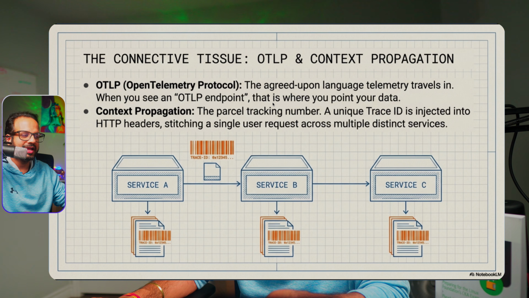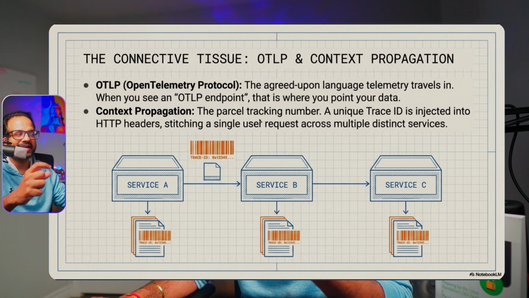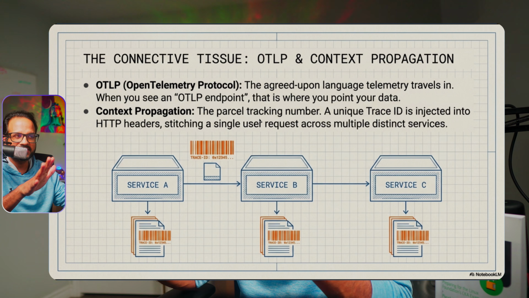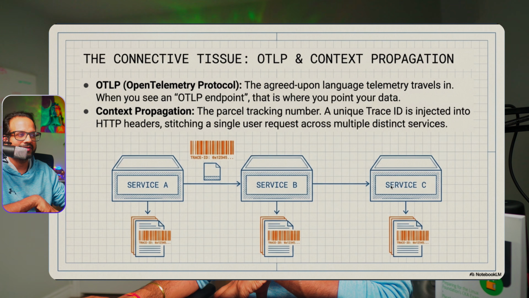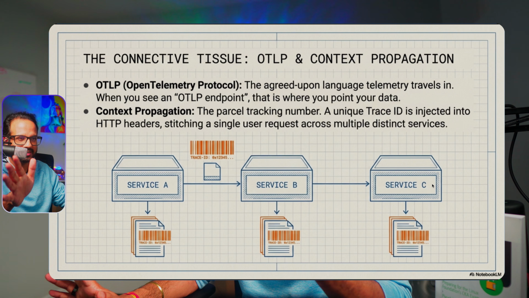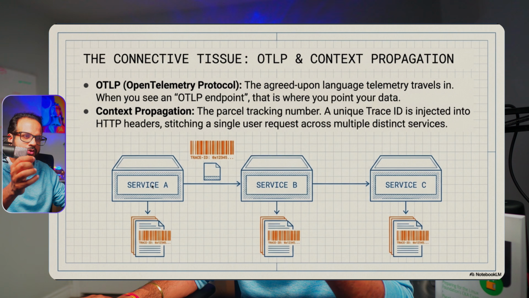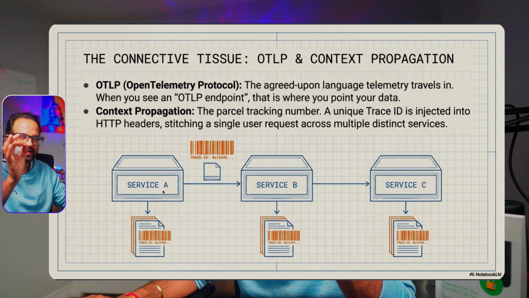Then we have context propagation. Context propagation means the parcel tracking number. A unique trace ID is injected into the HTTP header, and that stitches a single user request across multiple distinct services. For example, let's say we have 3 services: your front end, your back end, and your database. When the request goes through the front end, the request will get a unique trace ID.